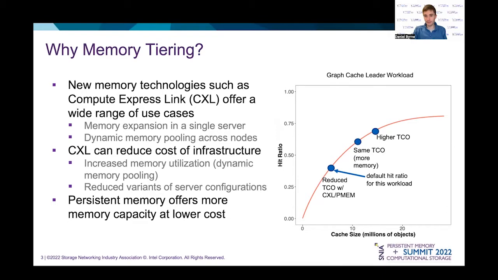On the other hand, we show that memory tiering can give us higher performance in terms of hit ratio, because if we keep the cost the same but add more memory to the system, then we are increasing the hit ratio of the cache. That lowers the number of times we have to go back to our backend storage system or our slow backend server, and increases the performance of our application.